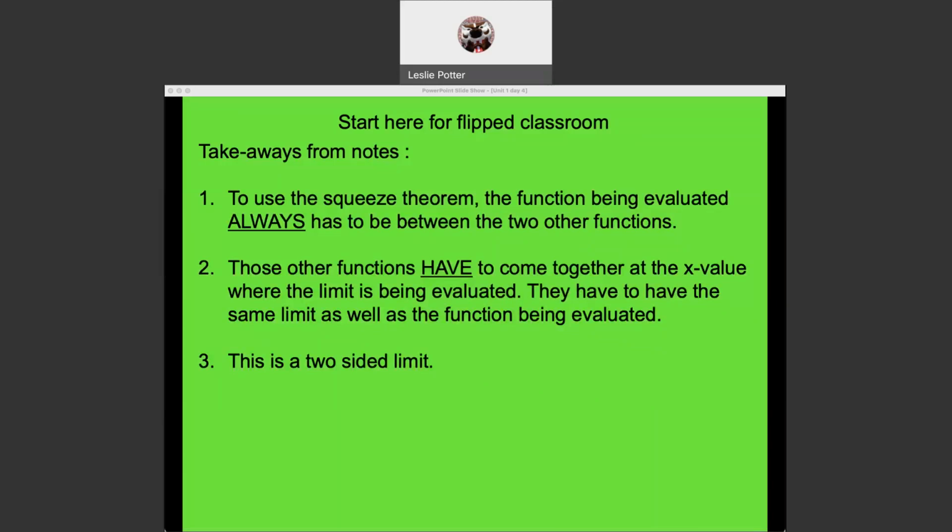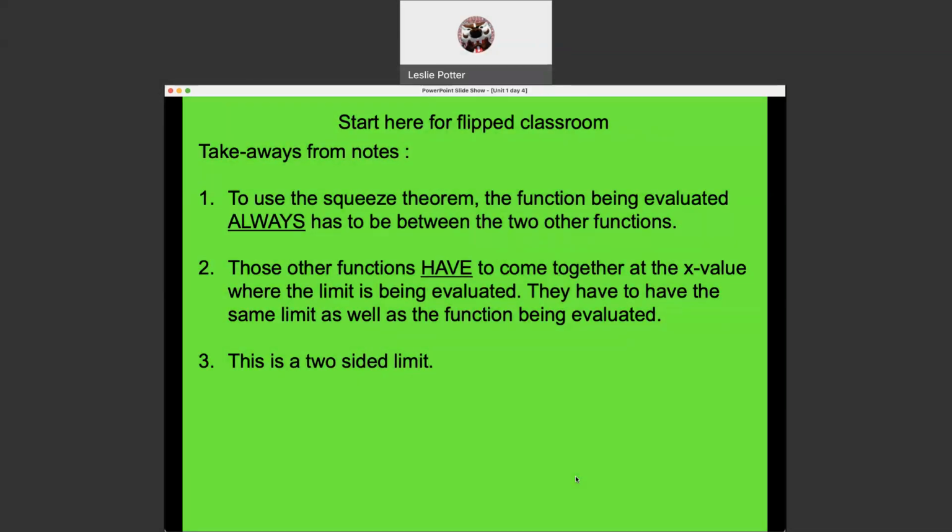And it's, well, I mean, it's kind of what its name says. It squeezes the function you want to know something about between two other functions. And that function always has to be between those two other functions. So that's why we call it the squeeze theorem. It kind of creates that visual.